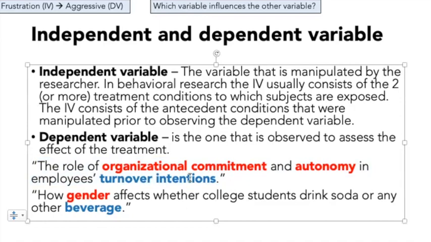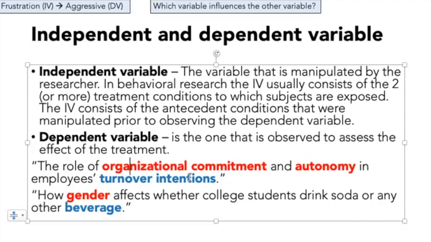If I want to leave my organization, what exactly is influencing me? Commitment and autonomy, according to this title. So then the variables that are influencing me are the independent variables. So here in the title, the variables that influence are the independent variables. So organizational commitment and autonomy are independent variables. And turnover intention is the dependent variable because we are trying to measure it.